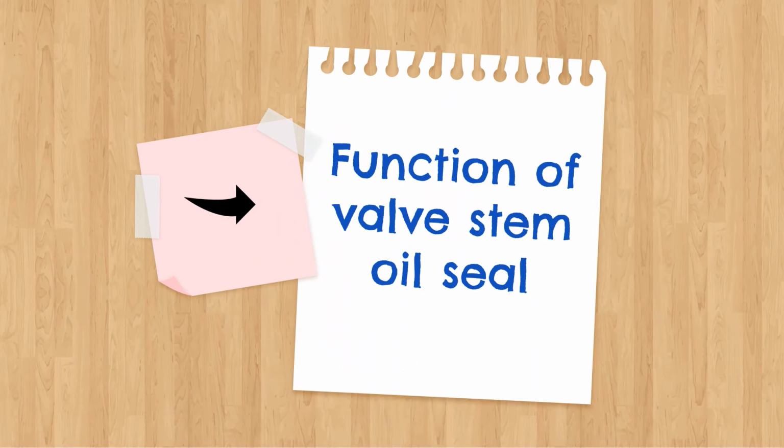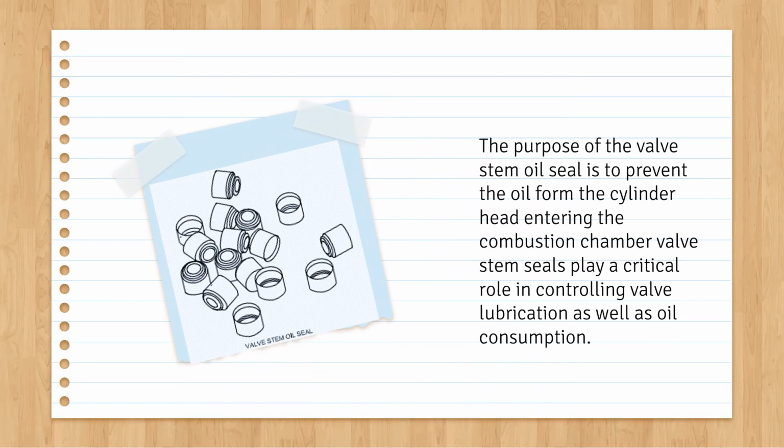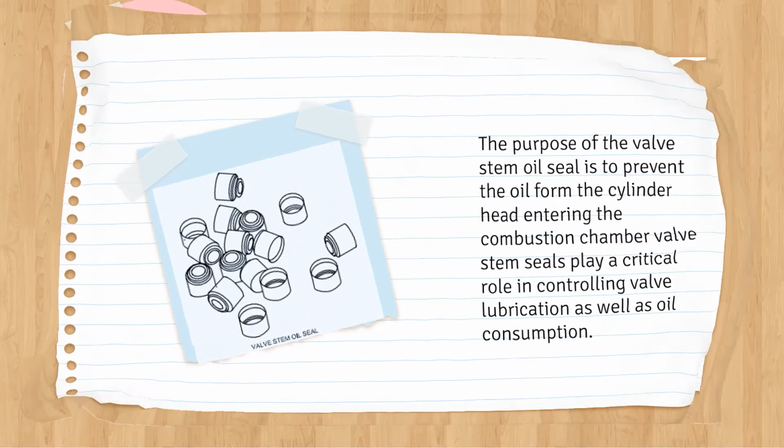Function of valve stem oil seal. The purpose of the valve stem oil seal is to prevent the oil from the cylinder head entering the combustion chamber. Valve stem seals play a critical role in controlling valve lubrication as well as oil consumption.